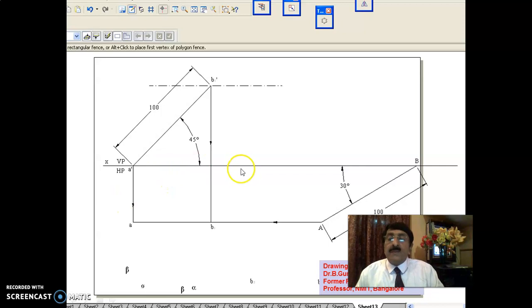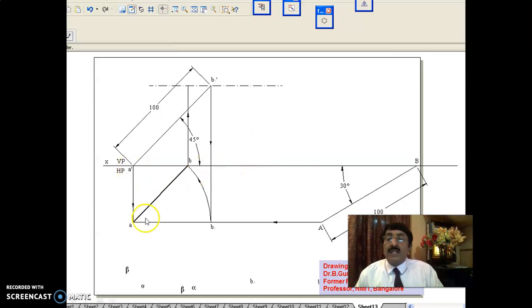End B is touching VP, which means the locus is on the XY line only. That is why, with A as center and AB1 as radius, draw an arc to cut the locus only. The locus is the XY line only because end B is touching VP. Please remember B is on VP and A is on HP.